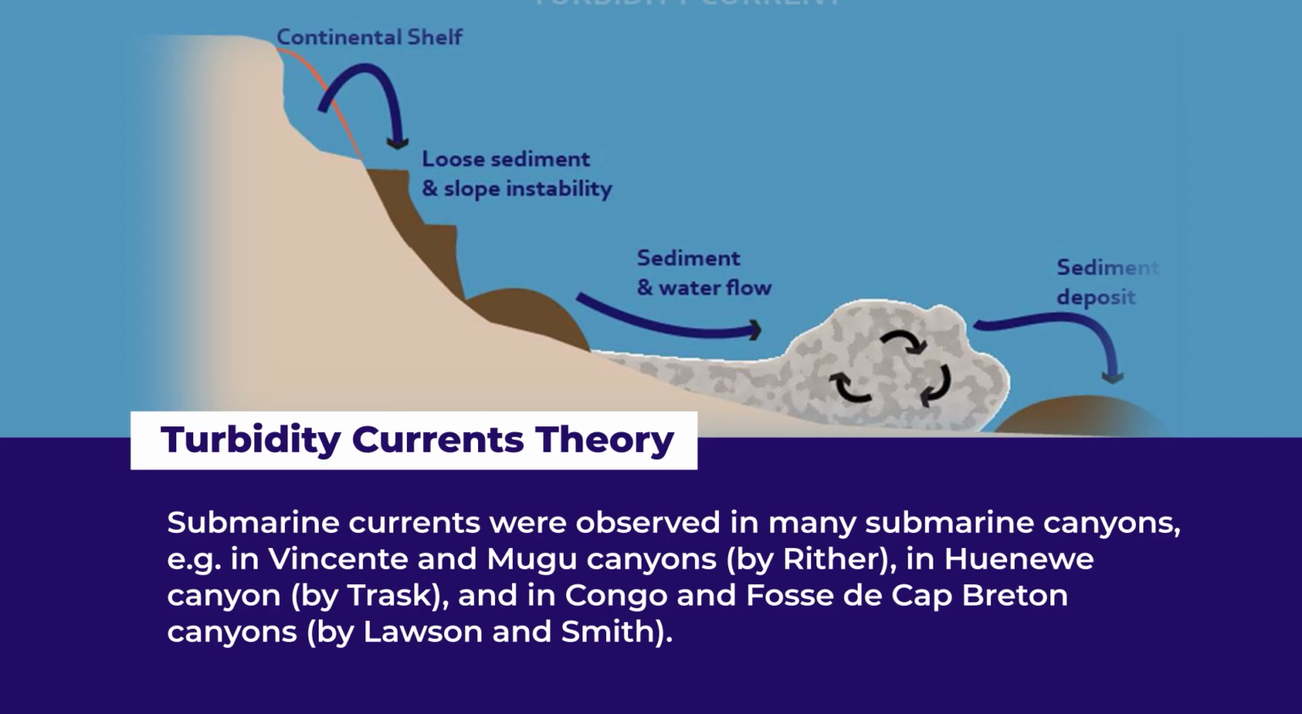Turbidity currents are observed in many submarine canyons. For example, in Vincent and Mugu canyons as identified by Ritter, and in Huenu Canyon by Trask, and in Congo and Fosse de Cape Breton canyons identified by scholars Lawson and Smith. So there are evidences of association of turbidity currents with submarine canyons.